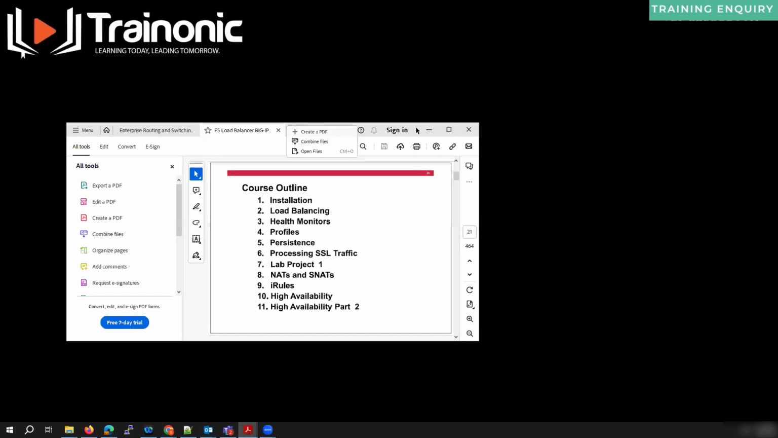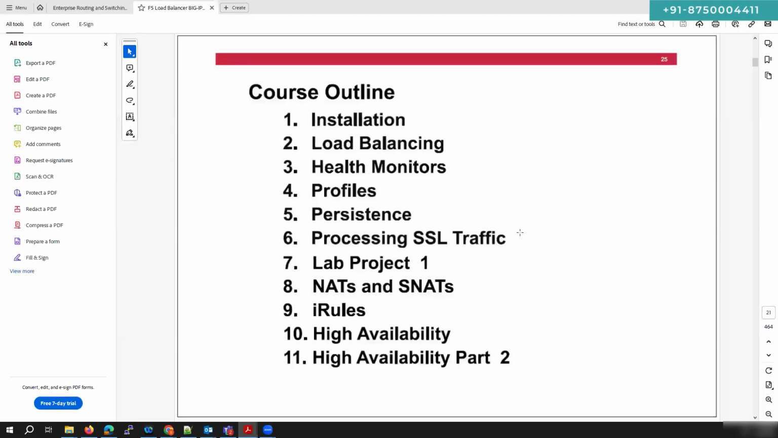The course outline, right? I believe everyone must have got a copy of this course outline, which has all the topics you will be covering during the LTM training. It starts with the installation, how we can install the Big IP. Second, it goes through the load balancing methods and how we can utilize them.